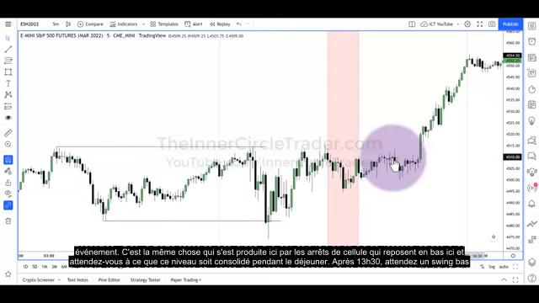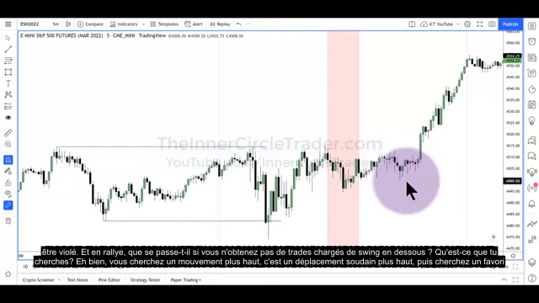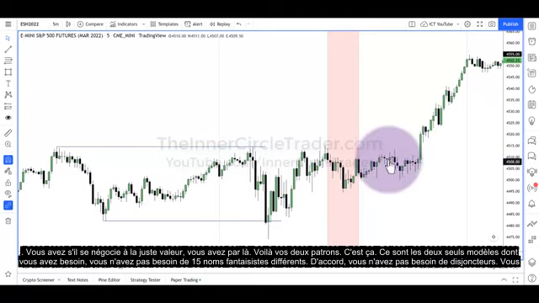Consolidation through lunch. After 1:30 in the afternoon, wait for a swing low to be violated and then rally. What if you don't get a swing low that trades below it? What do you look for? Well, you look for a move higher that's sudden, displacement higher, then look for a fair value gap. If it trades back down to the fair value gap, you buy that.